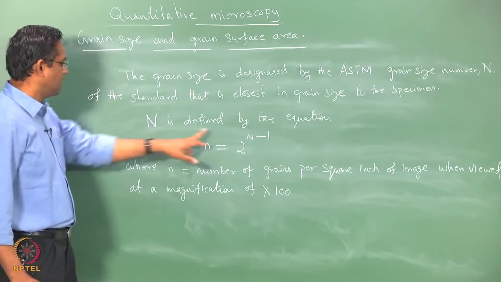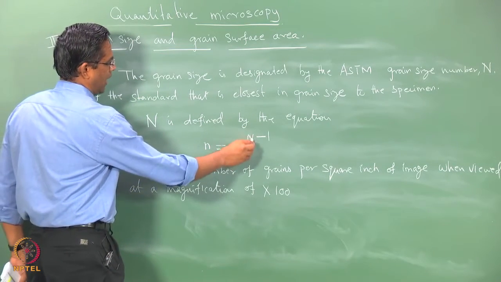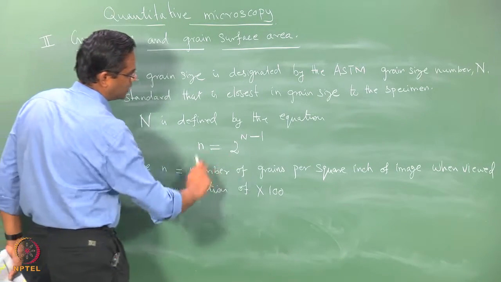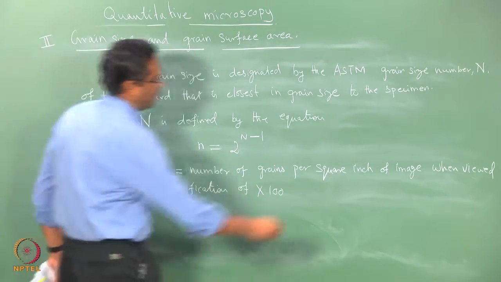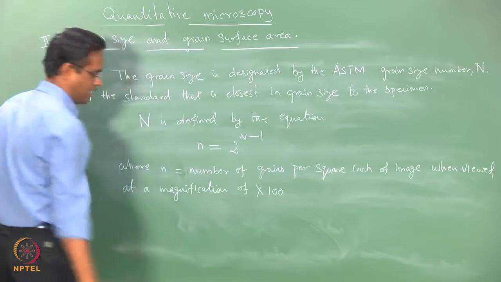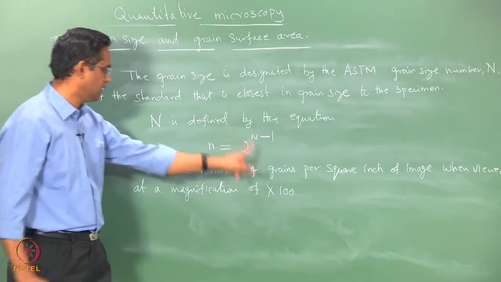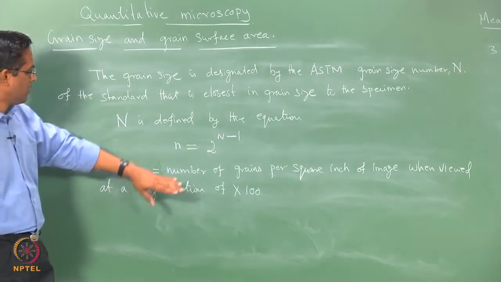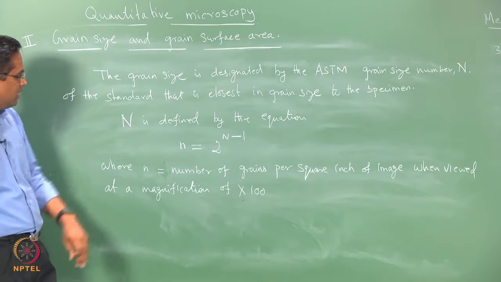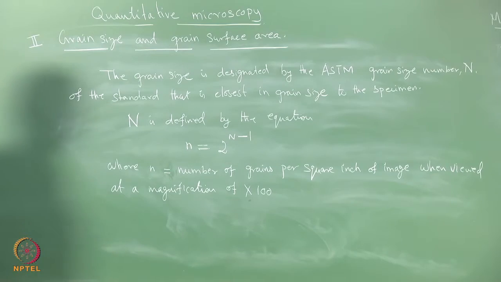And where the capital N is defined by the equation small n is equal to 2 to the power N minus 1, where n is the number of grains per square inch of an image when viewed at a magnification of 100 times. This is very important, because once you change the magnification, then these things will not be valid. We can correct that expression also when we look at some of the other examples, but this is how the basic definition is given to start with.